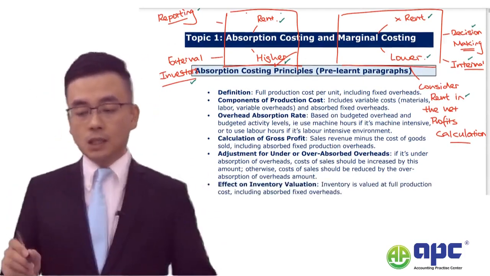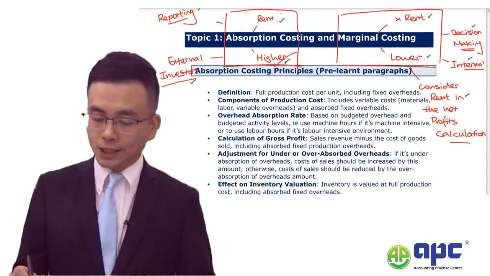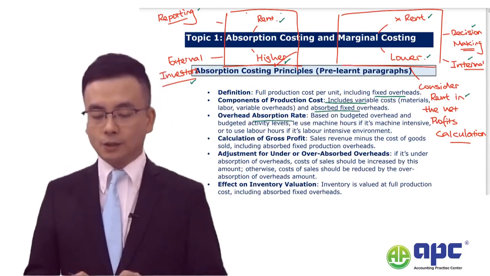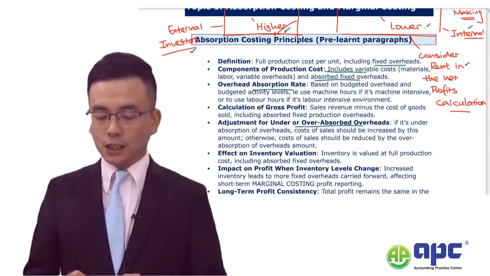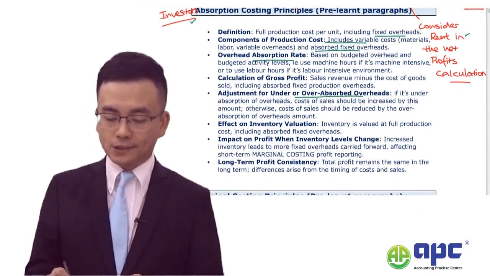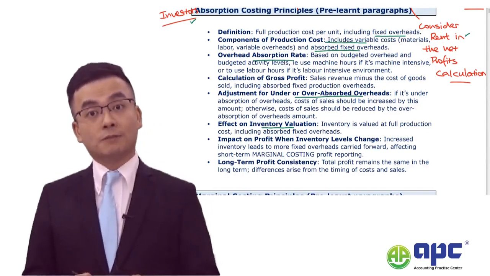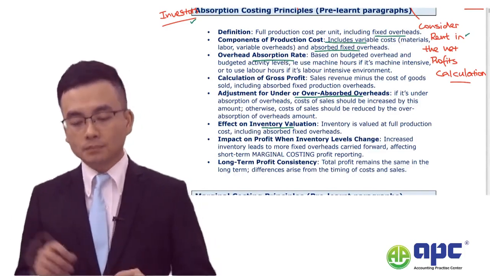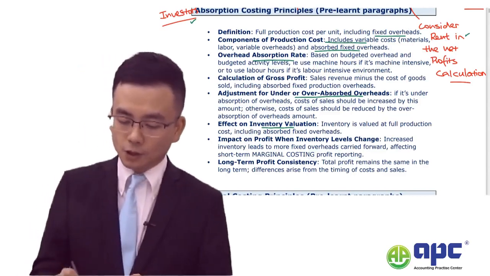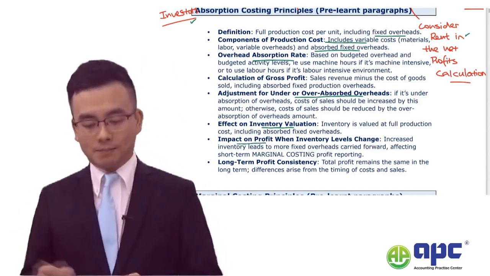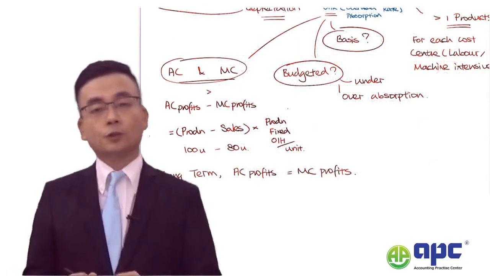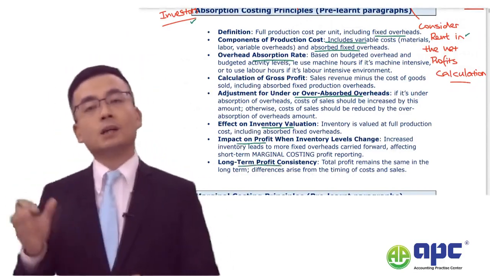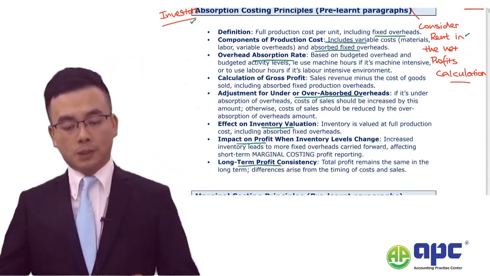Now, for example, in my pre-learned paragraphs, absorption costing, including fixed overheads, includes these sort of elements and how to calculate the OAR and to adjust for under-over absorption of overheads. Of course, the inventory valuation will be affected if you are using absorption costing because we'd like to bring the rental expense in. Of course, the impact on profit, as I said before, for example, the absorption costing profit and marginal costing profit differences. But in the longer term, in these two systems, total profit will be the same.